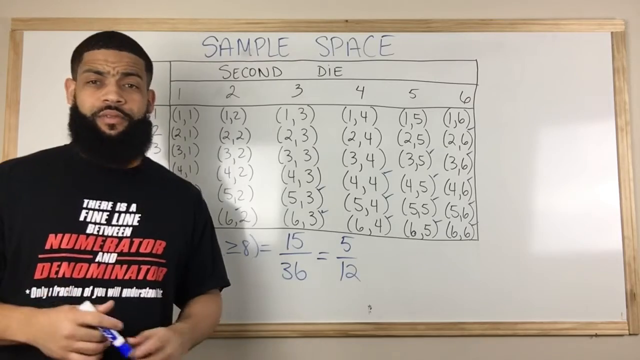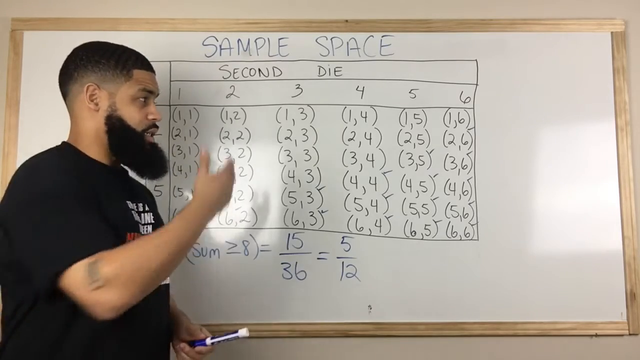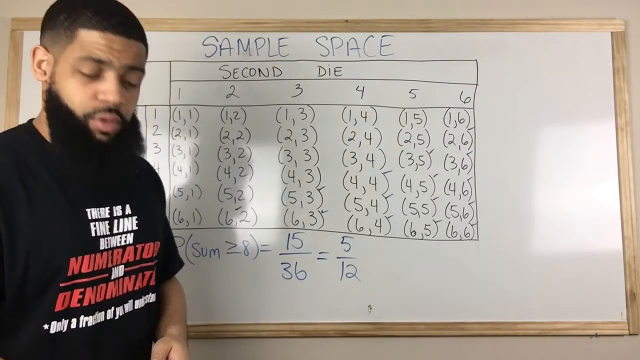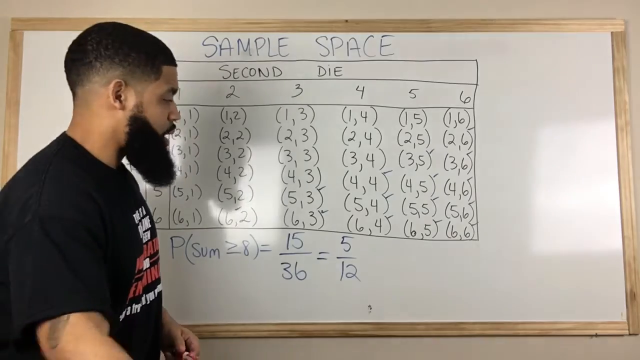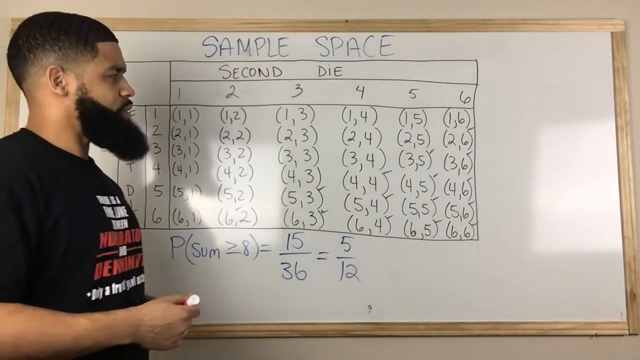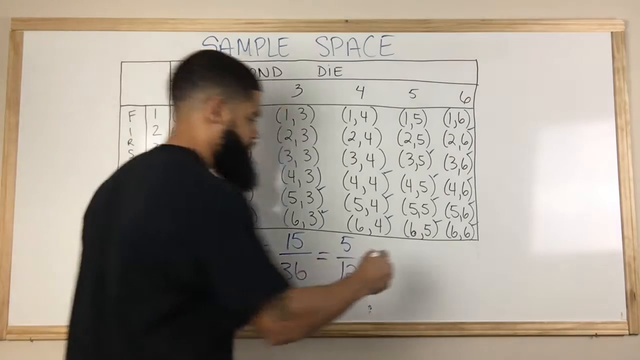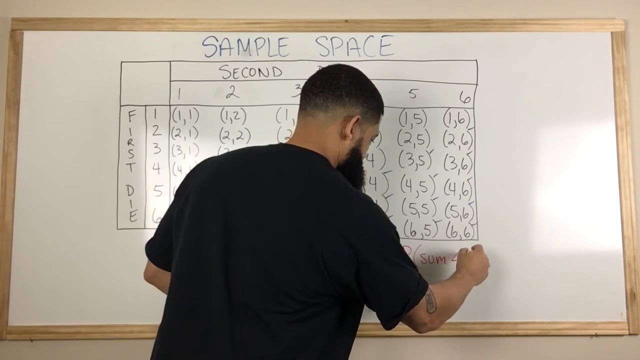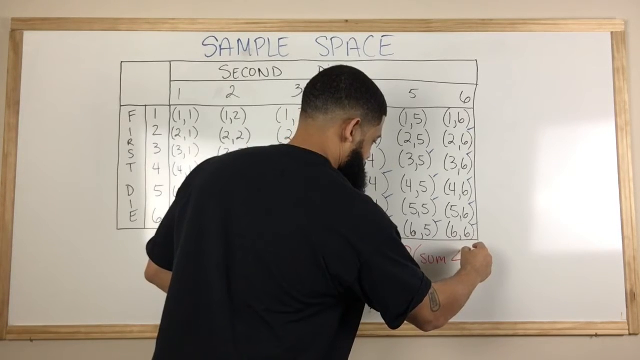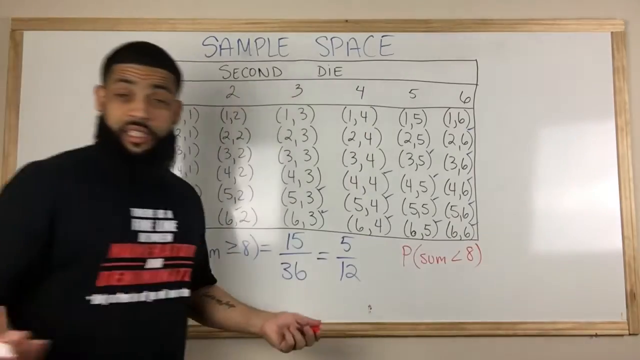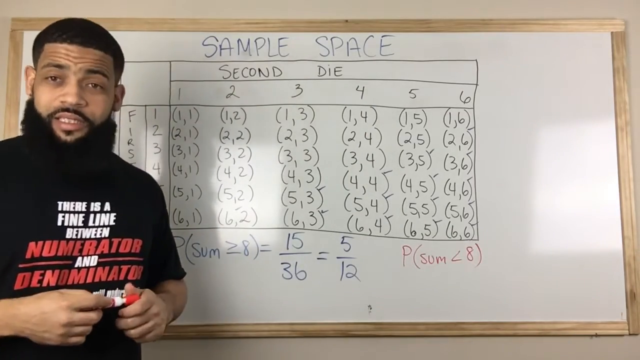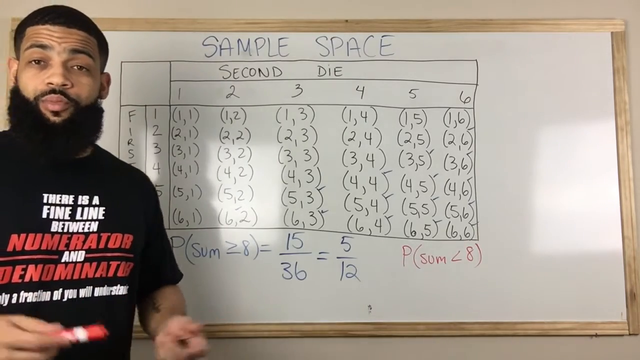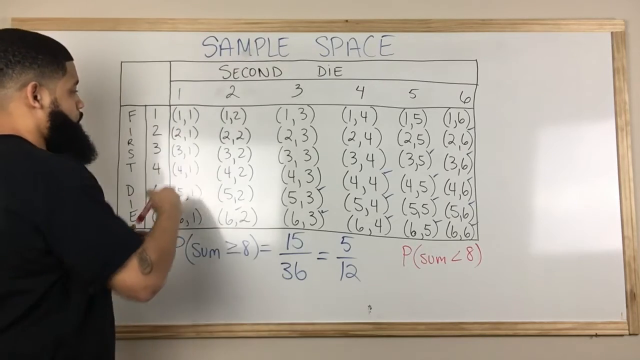We can pick many different scenarios to figure out what to do in regards to this sample space. I'll give you one more example. Let's say we want to find out the probability of a sum less than 8. Okay, let's find out a sum less than 8 in this case. All right, now, so we need to figure out how many of these number pairs have a sum less than 8.